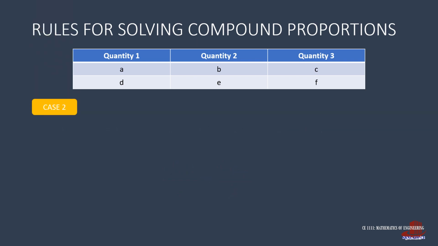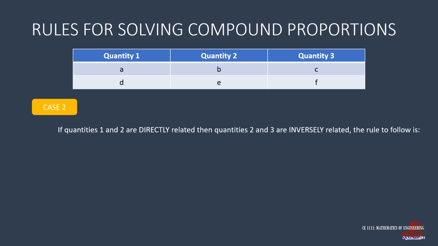The second case of compound proportions is when the first and second quantities are directly related, but the second and third quantities are inversely related. The equation to use is B multiplied by C over A, and this is equal to E times F over D.